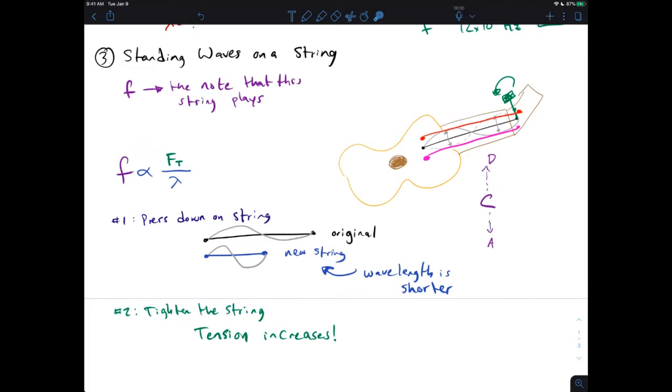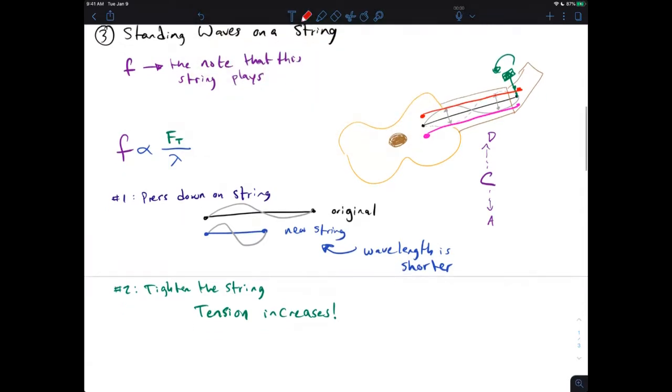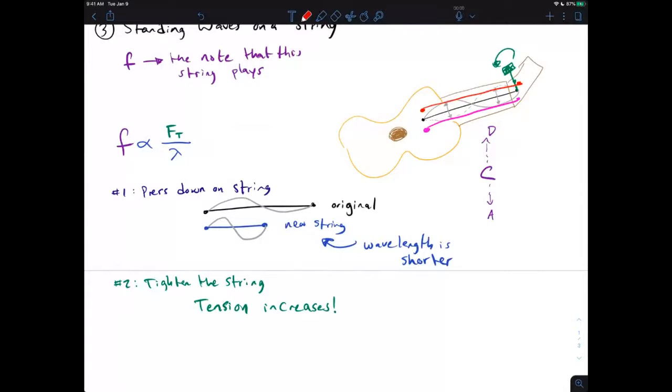What do you guys think? So go ahead and let me know. Anything that you think is the difference between strings. I'm going to go ahead and start writing it out, but go ahead and think about it and leave any suggestions in the comments. So what is the difference between strings that makes some strings play very low notes, some strings play very high notes here?